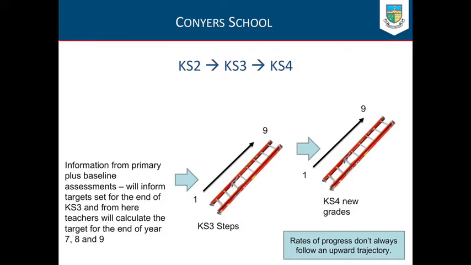The Key Stage 3 steps are a good way of indicating what your child might then go on to achieve at the end of their GCSEs. So for example, if at the end of Year 9 they achieve a step 5, that's an indicator then that they might achieve a grade 5 at the end of their GCSE course in a certain subject. And again, if it was a 6, a grade 6, 7, a grade 7.